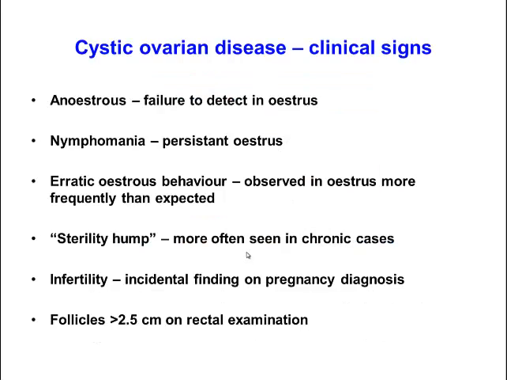Some of the clinical signs that are associated with cystic ovarian disease. The most common clinical sign is probably anestrus, that the cows don't actually show any signs of coming in heat, and this can be one of the reasons farmers ask vets to look at them.